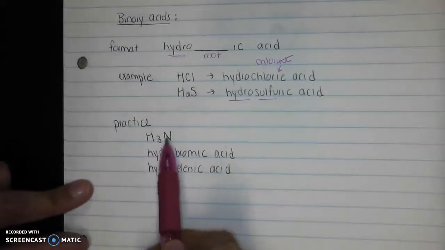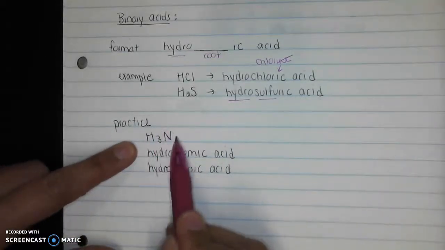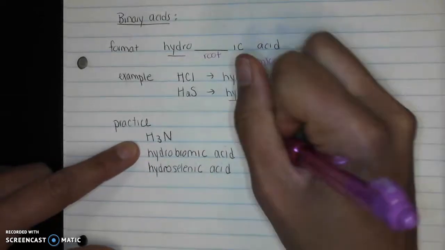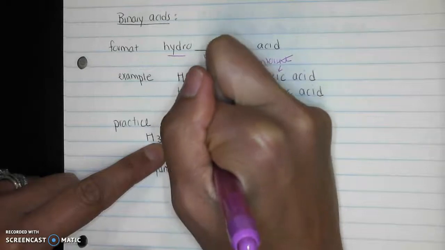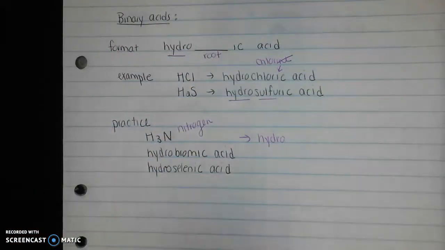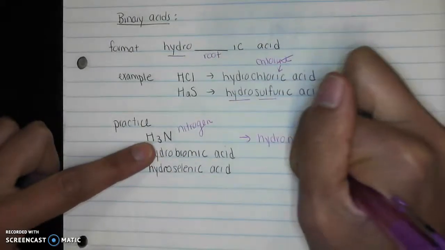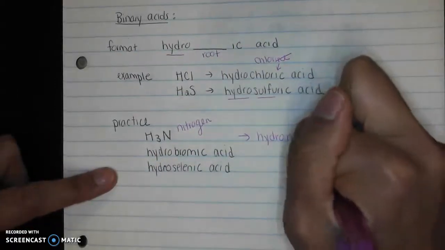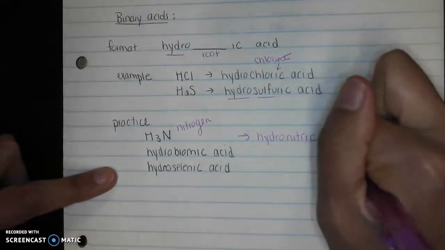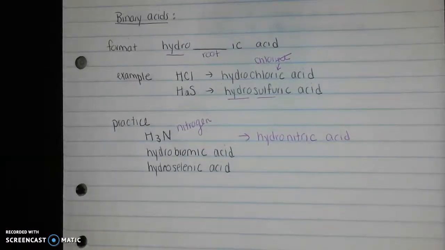Okay, so let's go ahead and practice. So here we have H3N. Because it's a binary acid, meaning that we just have hydrogen and a nonmetal, we are going to start with the prefix hydro. Now, if we look at N, that is the element nitrogen. So we want to keep the root of our element. So hydro, nitr, and then we are going to add that "ic": hydronitric acid. Prefix, root, suffix.